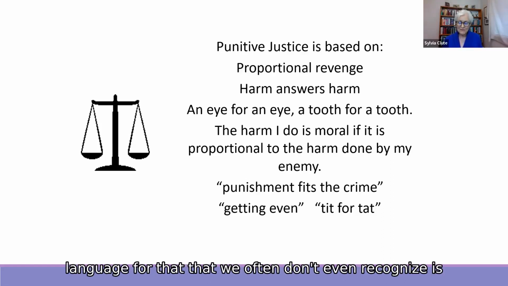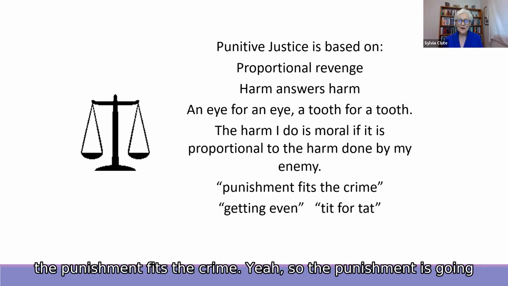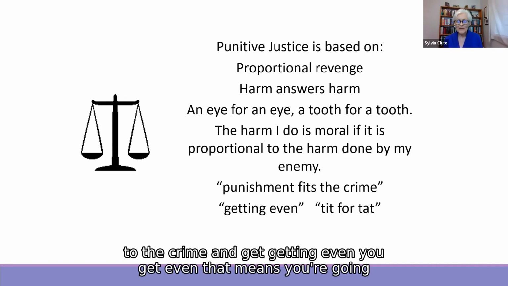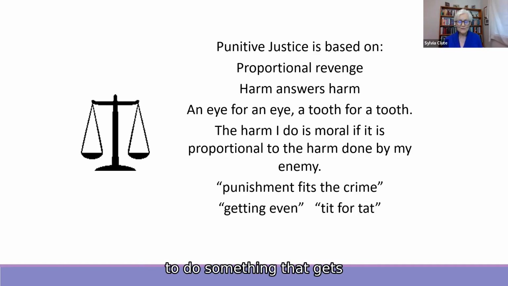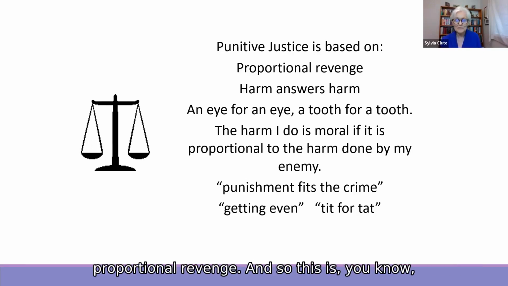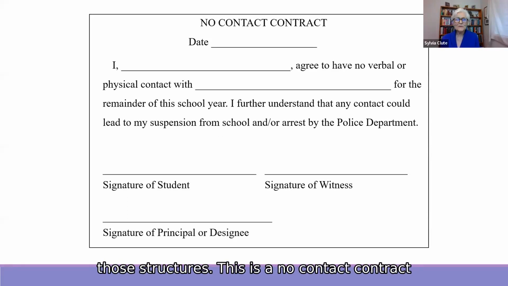And so we have language for that we often don't even recognize is talking about proportional revenge. The punishment fits the crime. Yeah, so the punishment is going to be proportional, supposedly, to the crime. And getting even, you get even. That means you're going to do something that gets even for what someone else did. Tit for tat is another term that we use when we're talking about proportional revenge. And so these are those structures.